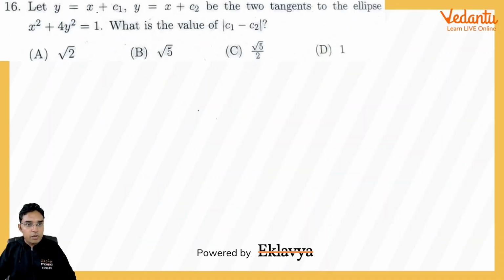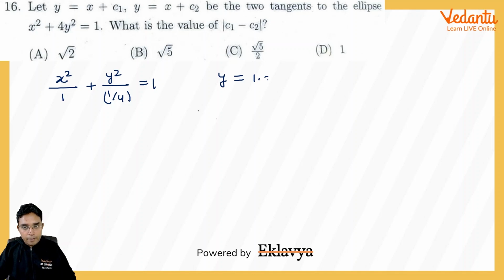It says y equal to x plus c1 and y equal to x plus c2 are two tangents to the ellipse. What is the value of mod c1 minus c2? Dear all, this question is just that we are given an ellipse x squared by a squared plus y squared upon b squared is equal to 1, and there is a line of slope 1 which is tangent to it. We know the condition for this is c squared is equal to a squared m squared plus b squared.